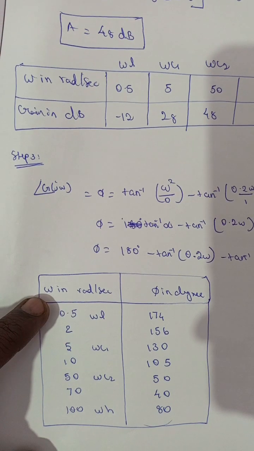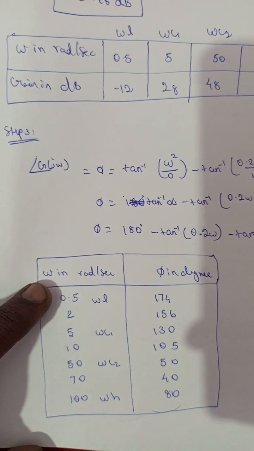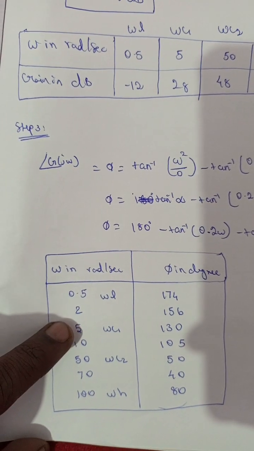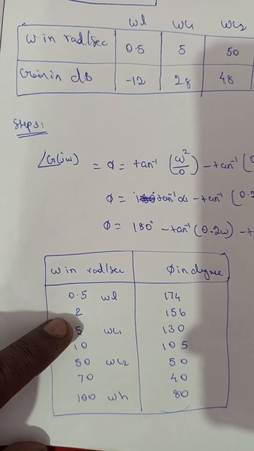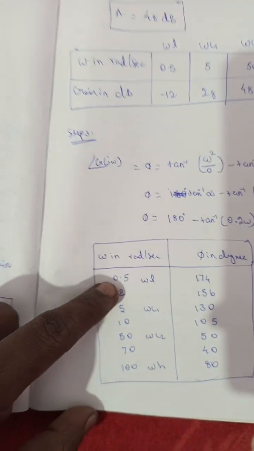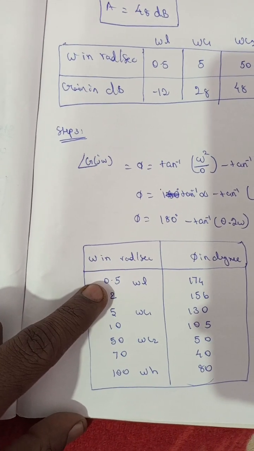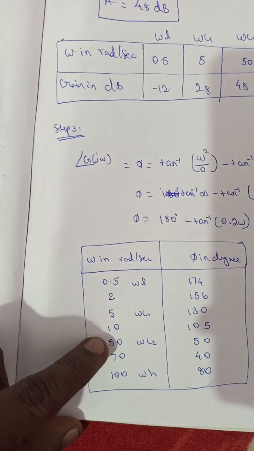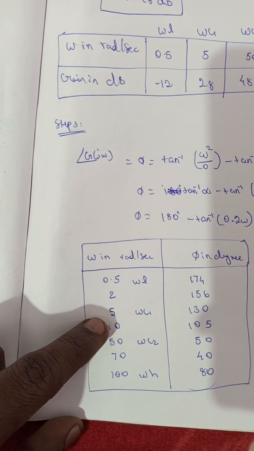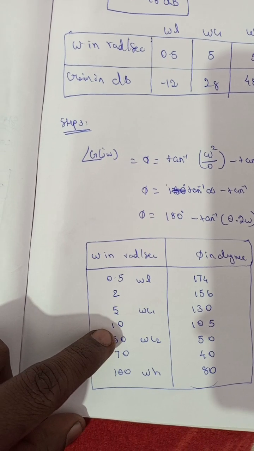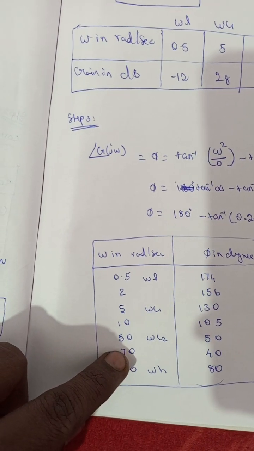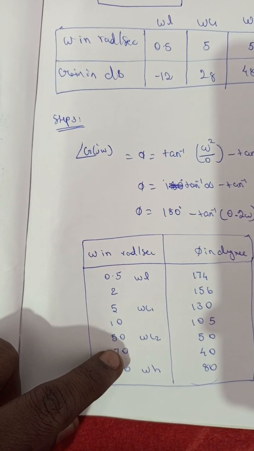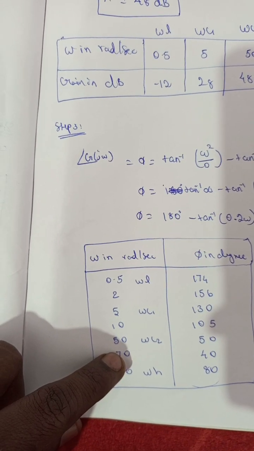to additionally add a value between these two values. For example, 0.5 and WC1 we know. So in between we have to take one point, which may be 2 or 1. Here I have taken 1. And between WC1 and WC2, I have taken this as 10, and between 50 and WH I have taken 70. So these are the values.